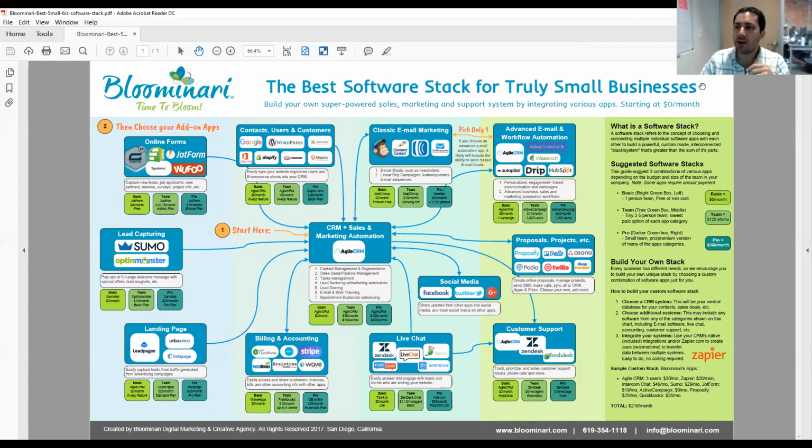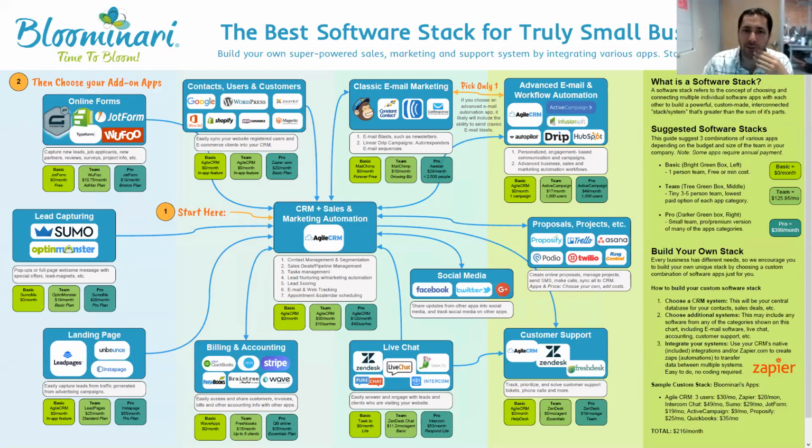There we go. So this is what I call the best software stack for truly small businesses. The first thing I have to say is that if you're a huge company working with Oracle or SAP or one of those big systems called ERP systems, you're probably spending at least 20 to 50 grand a year. That type of system usually has all this built in, including, hopefully, marketing or sales automation.